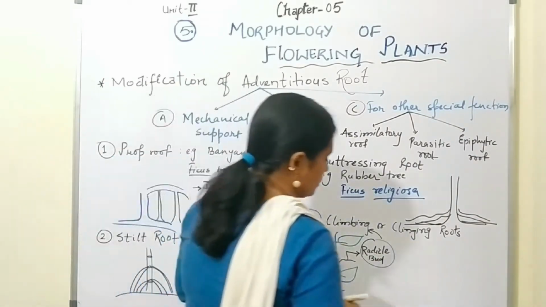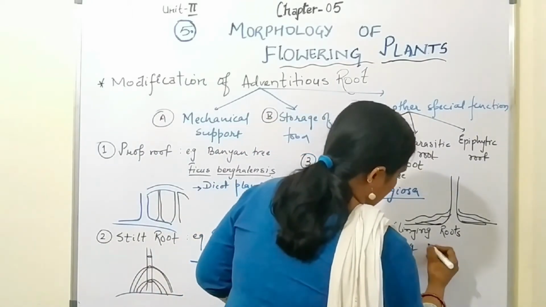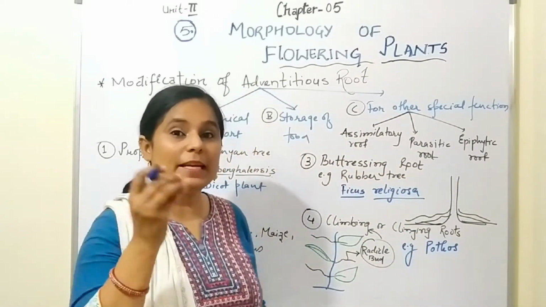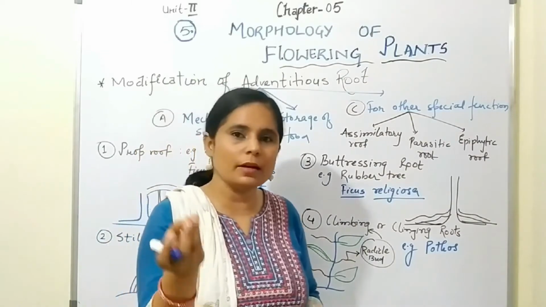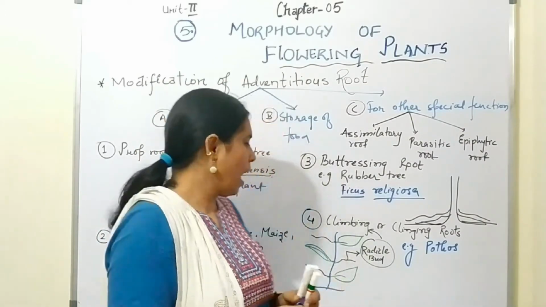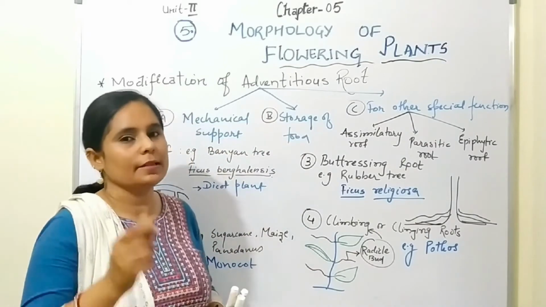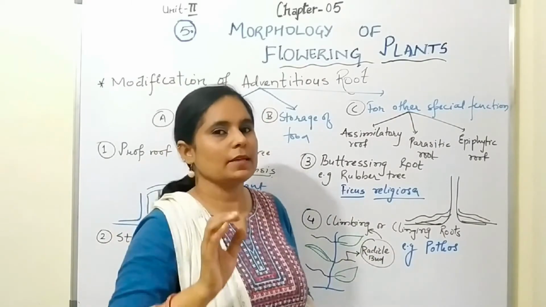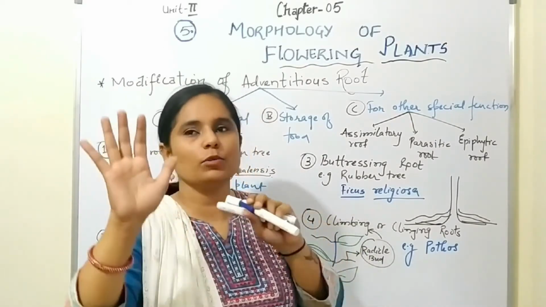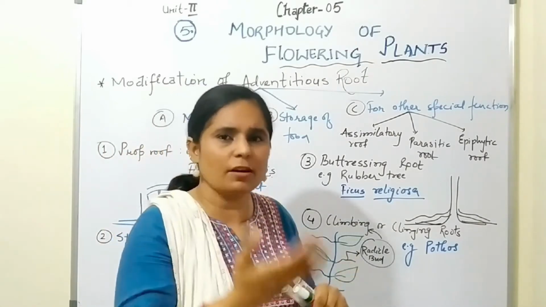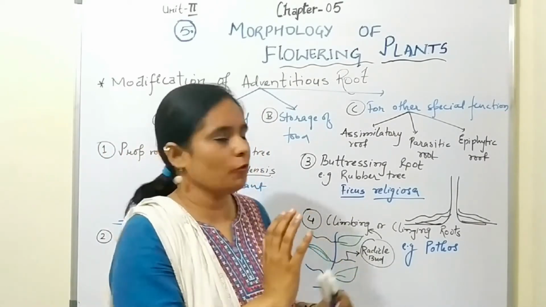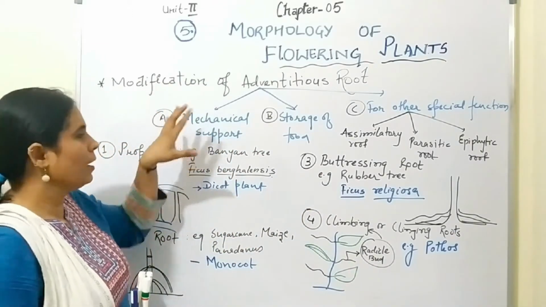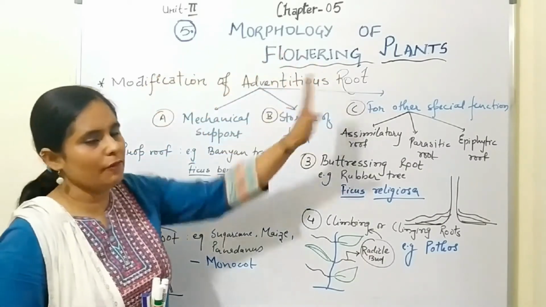Example of this is pothos, and you will see the same thing in betel plants, the ones we call paan ke patte. In those plants also you will see such clinging and climbing roots. Those roots are coming out from the nodes of the stem which helps in clinging to any wall, any surface, and they get support from this root. So we are done with the category of mechanical support, in the modification of adventitious root.